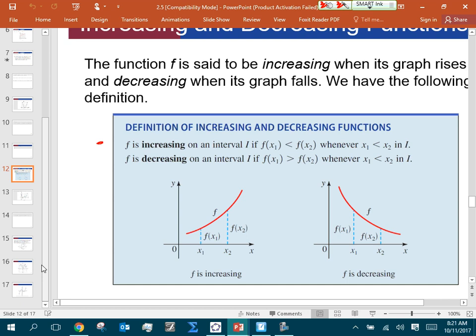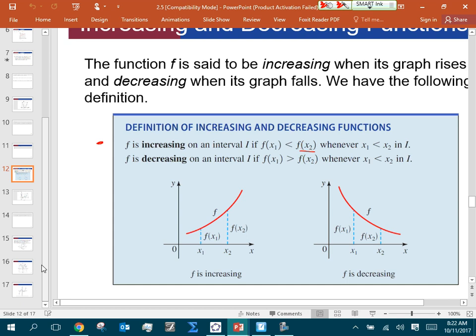Okay, it says f is increasing. F just being your general generic function, whatever you might want it to be. Okay, on the interval I. So the interval I is just some arbitrary general generic interval on the x-axis. That's what they usually call an arbitrary interval: I. It says if f of x sub 1, so that's a y value for some x value, is less than f of x sub 2, well, that's another y value for a second x value. Does that make sense? Whenever x1 is less than x2 in your interval I.